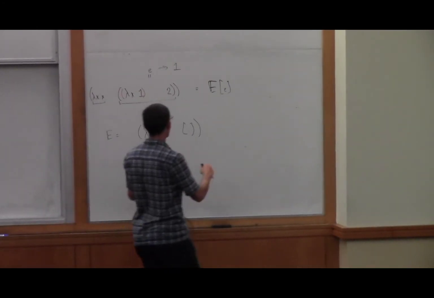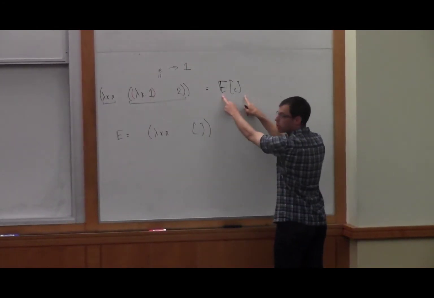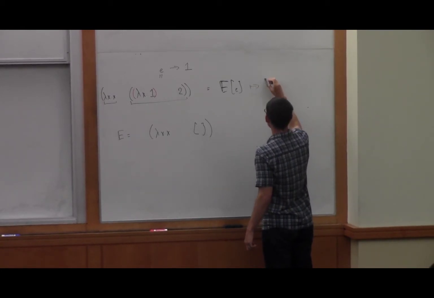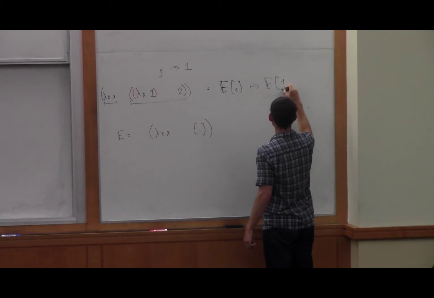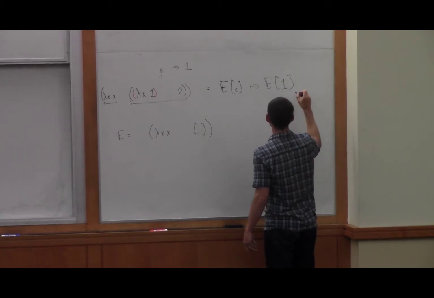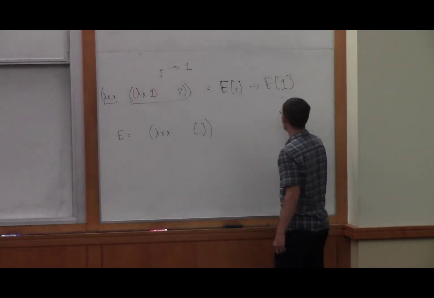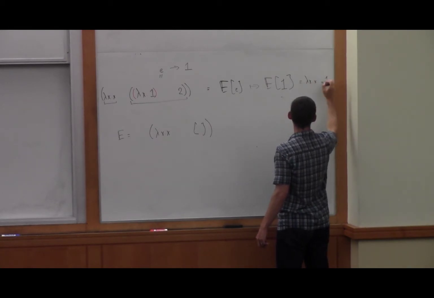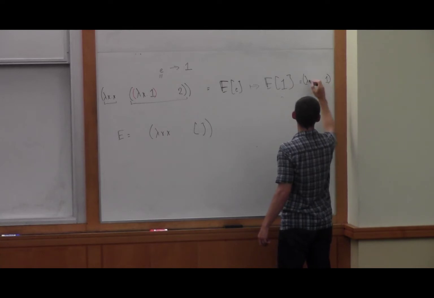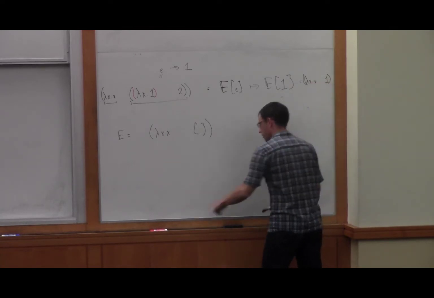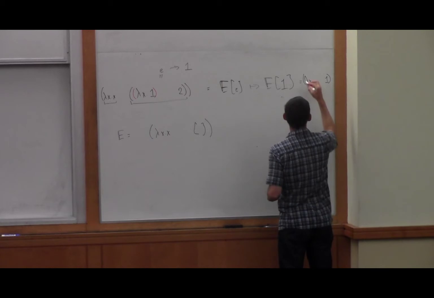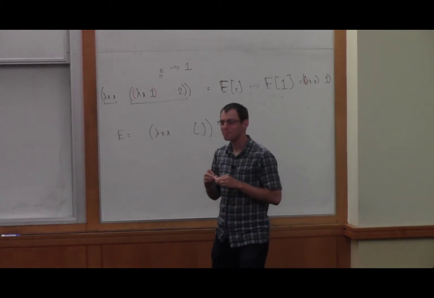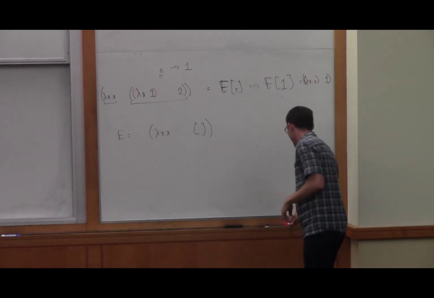So now that we've said this term is equal to capital E with little e in the hole, right? And we know that this little e steps to 1 by beta. Then, therefore, this term steps to capital E with 1 in the hole, right? Which is equal to lambda x dot x applied to 1. Maintain my convention here.